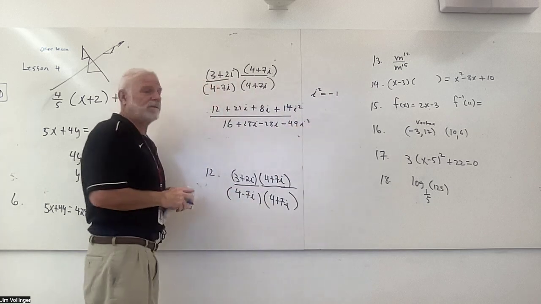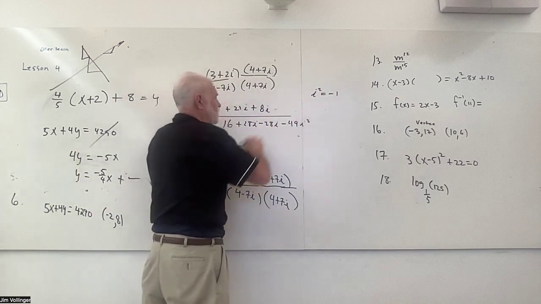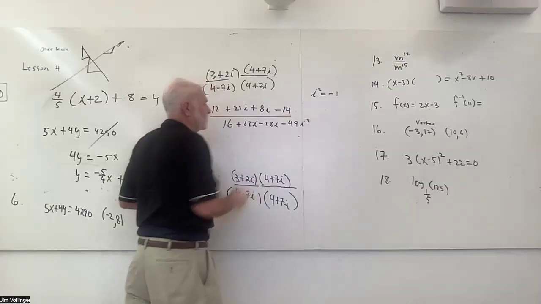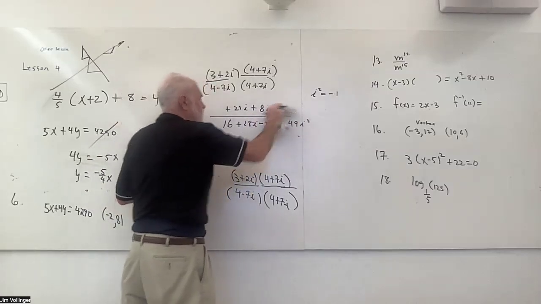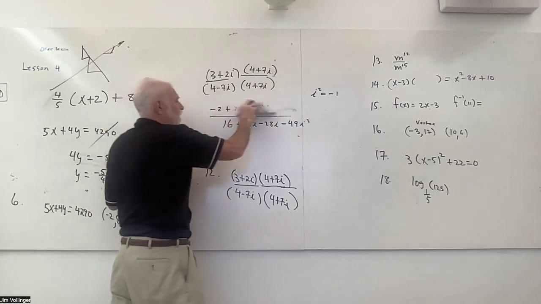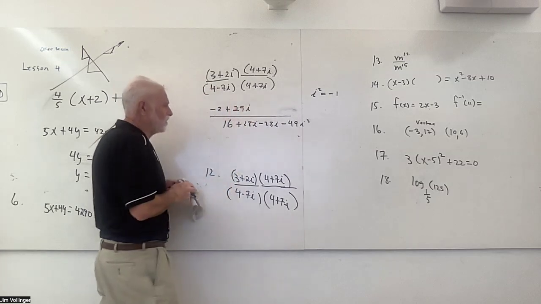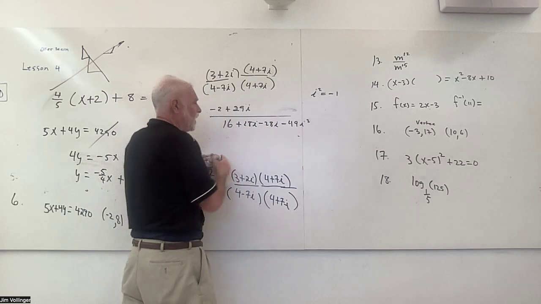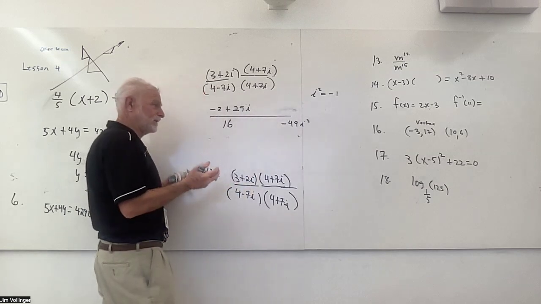So I'm going to doctor this up right here. 14 times -1 is minus 14. 12 minus 14 is minus 2. 21i plus 8i is 29i. Beauty of the eraser. Plus 28i minus 28i cancels, and they will always cancel. That's why we're doing this.